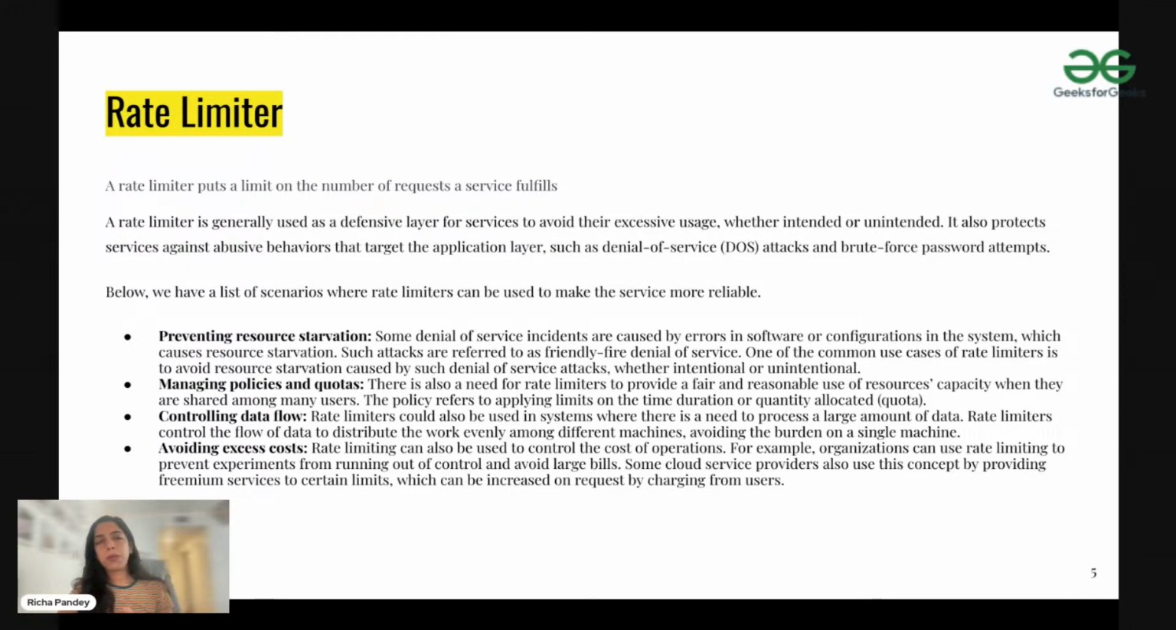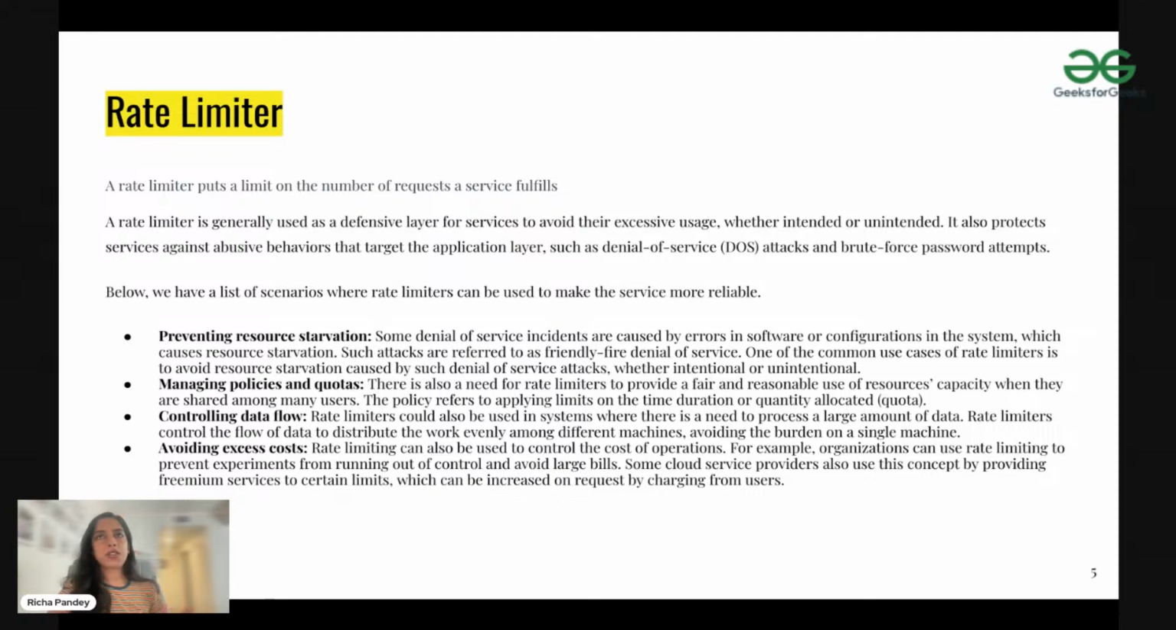So, what exactly does it do? A rate limiter puts a limit on the number of requests a service can fulfill. The second point is a rate limiter is generally used as a defensive layer for services to avoid excessive usage, whether intended or unintended. It also protects services against abusive behaviors that target the application layer, such as DOS attacks and brute force password attempts. So, let's take an example.